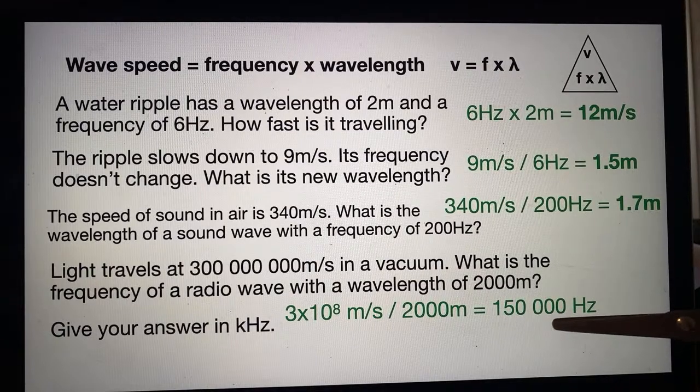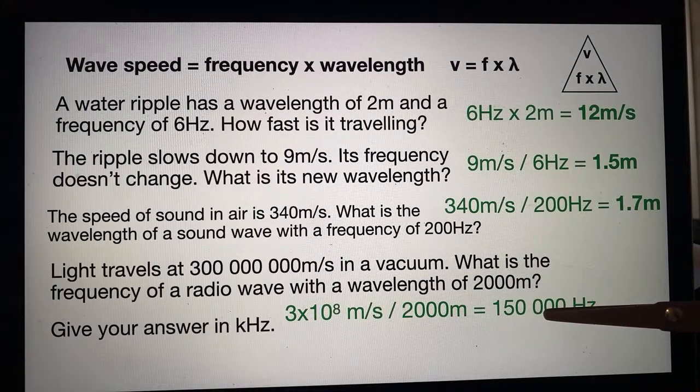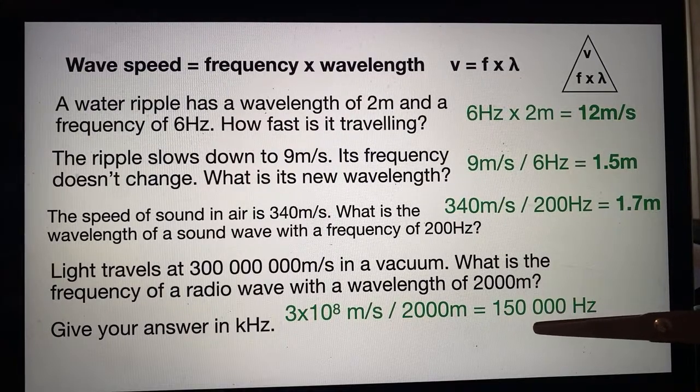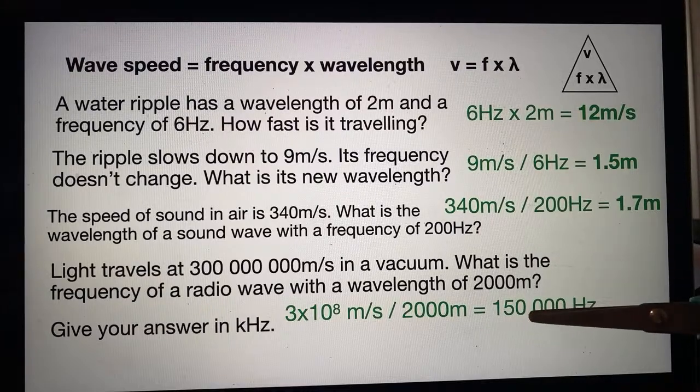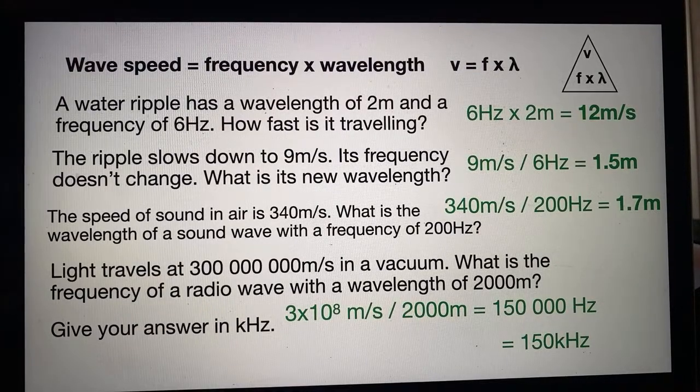So it's going to be a smaller number, and what we need to do to get the answer in kilohertz is divide this by 1000. If you want to divide a number by 1000, where's the decimal point? It's just at the end here. To divide it by 10, you move the decimal point back 1 place. To divide it by 100, you move it back another place. But we're dividing by 1000, so we need to move it back another place. So the answer is 150 kilohertz is the same as 150,000 hertz.